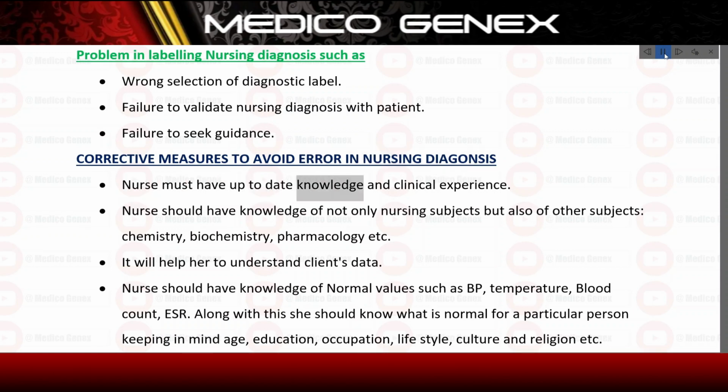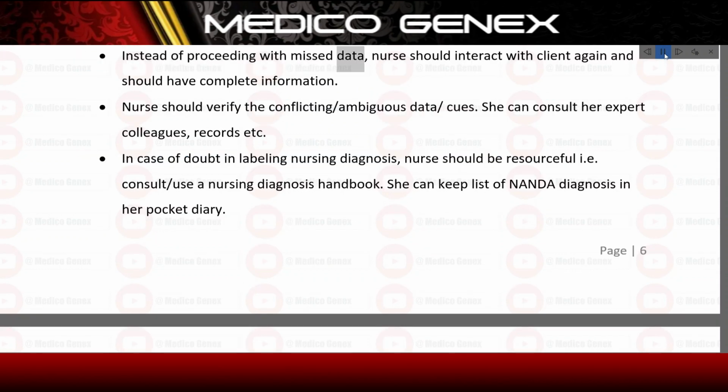Nurse must have up-to-date knowledge and clinical experience. Nurse should have knowledge of not only nursing subjects but also of other subjects: chemistry, biochemistry, pharmacology, etc. It will help her to understand client's data. Nurse should have knowledge of normal values such as BP, temperature, blood count, ESR. Along with this, she should know what is normal for a particular person, keeping in mind age, education, occupation, lifestyle, culture, and religion, etc.